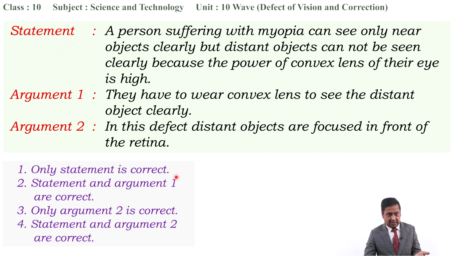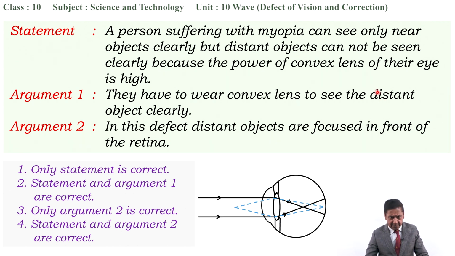Only the statement is correct. What is seen here? A person suffering with myopia can see only near objects clearly, but distant objects cannot be seen clearly because the power of the convex lens of the eye is high. Why don't we have the same diagram? Look at this, this is myopia, isn't it? Distant object, what is written here? Myopia can see only near objects. Yes, only near objects can be seen clearly, but distant objects cannot be seen clearly because the power of the convex lens of their eye is high. Power is high, that's why the focus is in front of the retina. Yes, so this statement is correct.